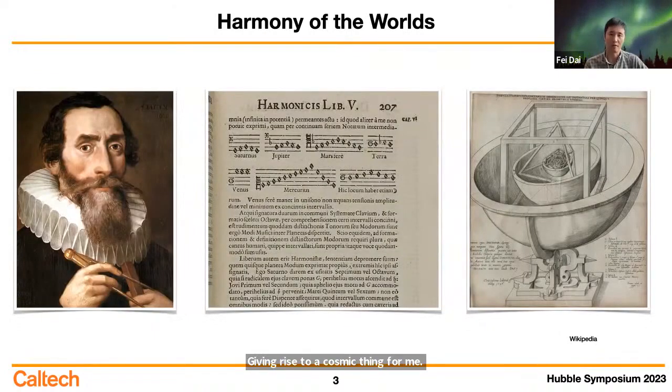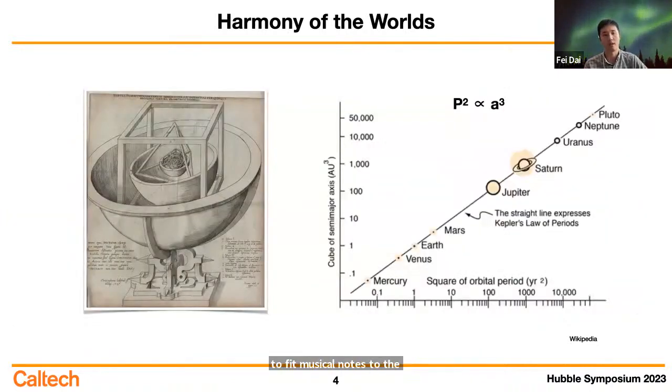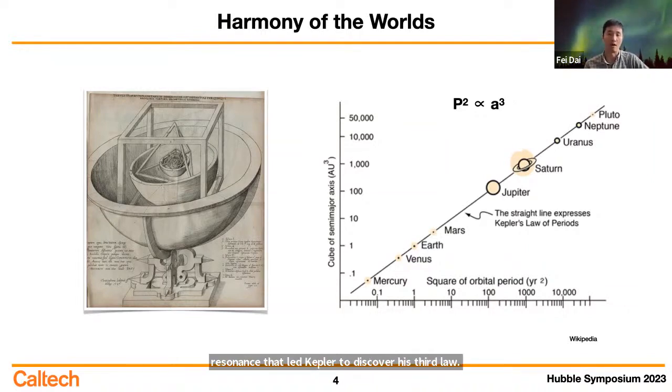400 years ago, Kepler, who was heavily influenced by the Pythagorean worldview, looked very hard for resonance between the solar system planets. And you can see in his manuscript that he tried very hard to fit musical notes to the orbits of the solar system planets. Obviously, Kepler failed. We now know that the solar system, or at least the inner solar system, does not have a resonant configuration. However, it was through this obsessive search for resonance that Kepler discovered his third law, which sparked the advent of celestial mechanics and accelerated the scientific revolution.